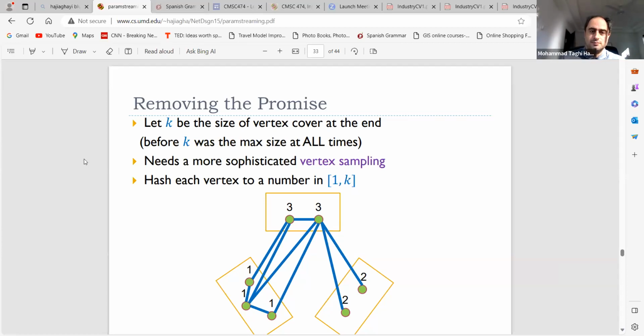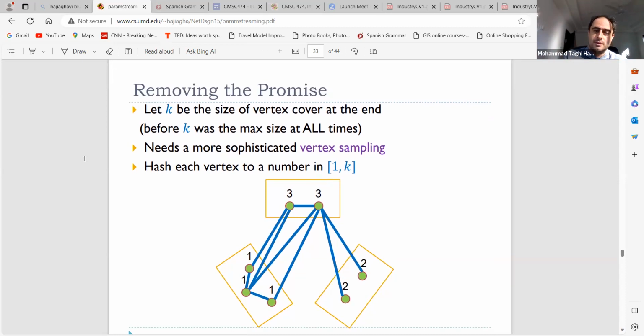So what do we do here? Let k be the size of the vertex cover at the end. Good. So here we don't have this promise. Before, k was the max size at all times, but here it is just the size at the end. Here we are doing a more sophisticated approach called vertex sampling. So what do we do? We hash each vertex to a number from 1 to k. Each vertex, there are n vertices, will be hashed into 1 to k. Essentially, we color it with either 1, 2, 3, up to k.